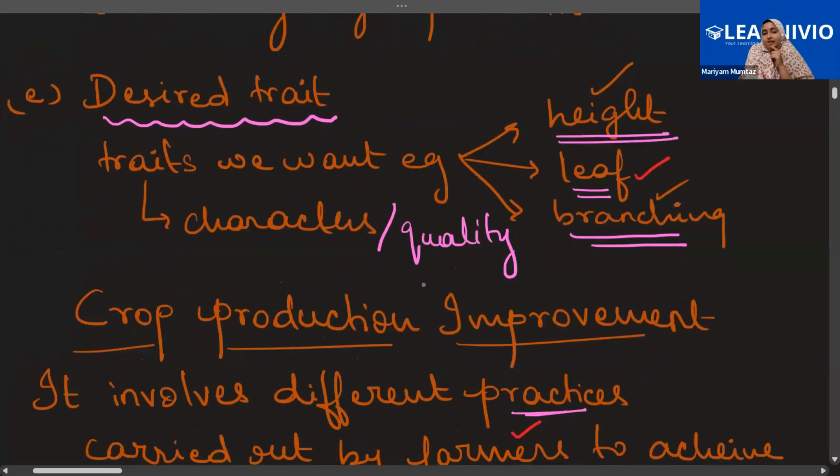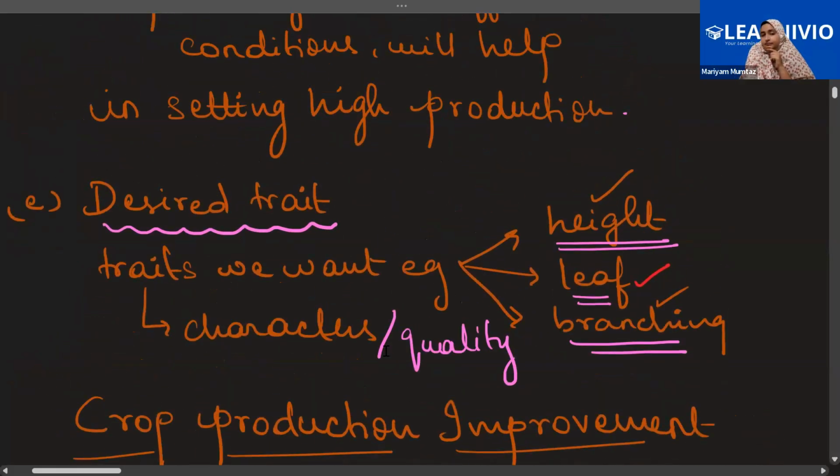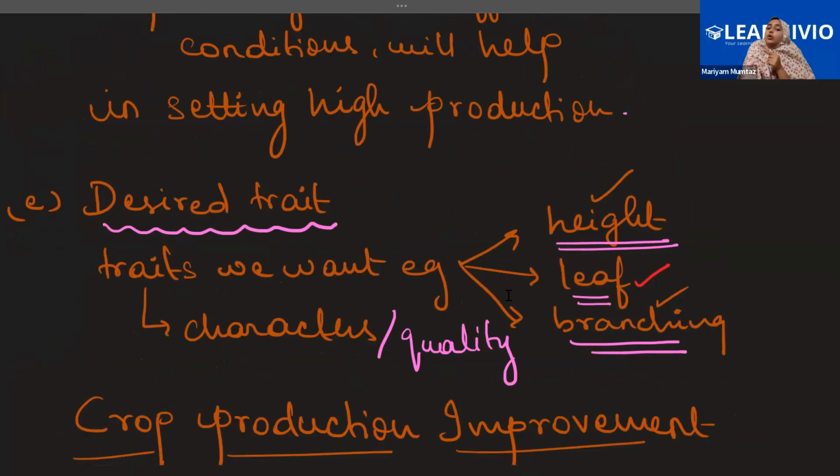The last is the desired traits, meaning we improve the crops in such a way that whatever quality we want to be there in a crop, we can get. So that is a desired trait. For example, if you want a tall plant, that can happen. If you want a lot of branching in the plant, then that can also happen. If you want the leaves to be big, green and flourishing, all of these traits that we want in the plant are a result of crop variety improvement. For this also the crop variety improvement is done.